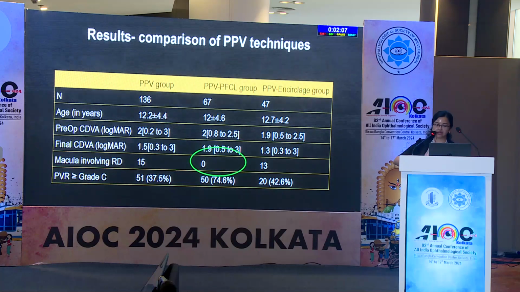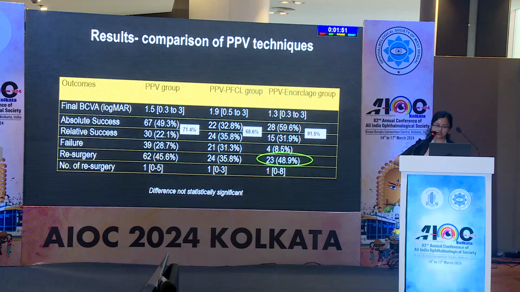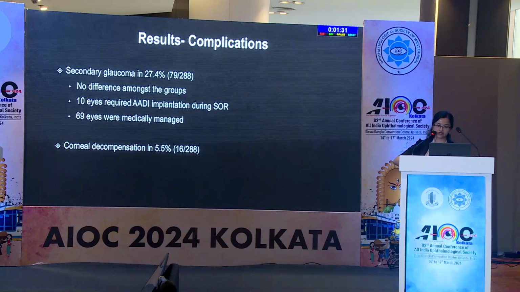Comparing the various techniques of pars plana vitrectomy, the age and the preoperative visual acuity were comparable. In the PPV PFCL group, the PVR changes were seen in nearly 75%, and none of them had macula on RD. The final visual acuity in all the three groups was comparable. The overall success in the groups: PPV was 71.4%, PPV PFCL was 69%, and PPV encirclage was 91%. However, in the encirclage group, nearly 49% had to undergo resurgery. The complications noted were secondary glaucoma in 27.4% and corneal decompensation in 5.5%.